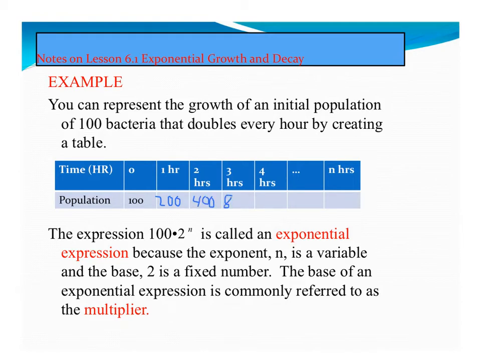Now we could do this all day, but if we want to say after n hours, so any amount of hours, 100 hours, 200 hours, 1,000 hours, we could actually use a formula to figure this out. The expression that we would use would be 100 times, because 100 is our initial population, and then times 2, that 2 means that it's doubling, and we raise it to the nth power, which is how many times we're going to double it.